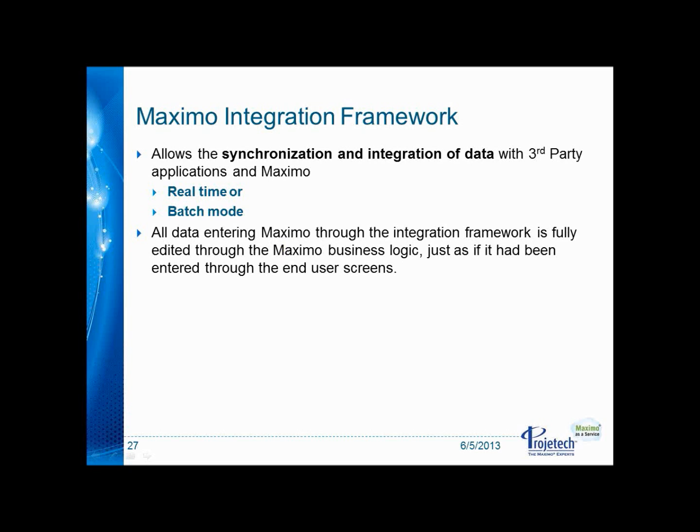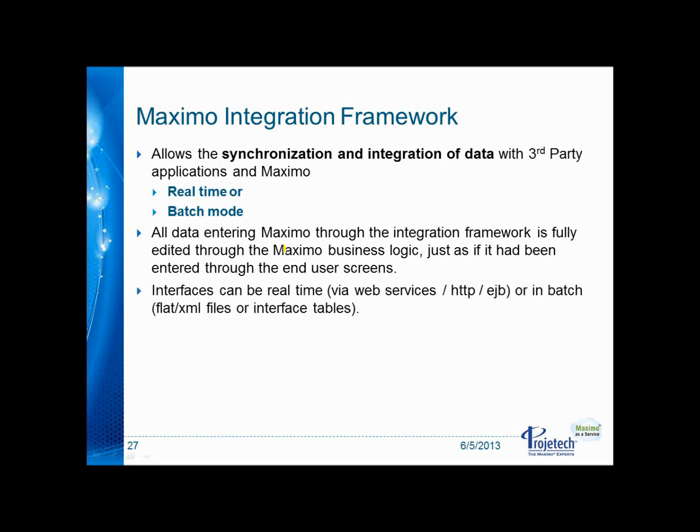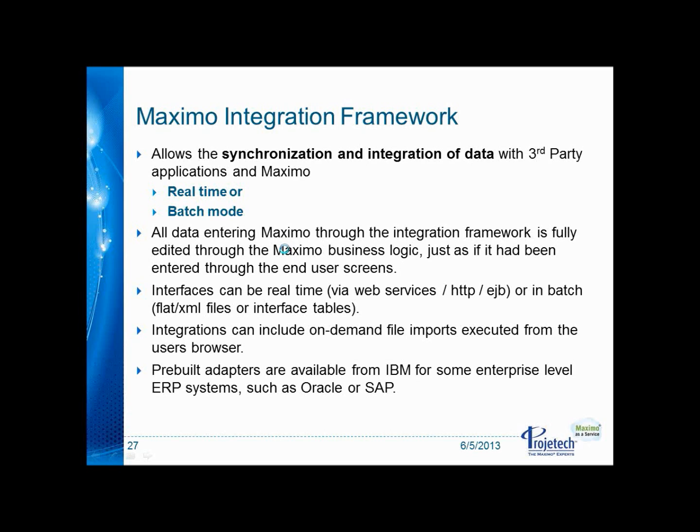So it's really no different than as if the data had been entered through the front end of Maximo, which is nice. Interfaces can be in real time via web services like HTTP or EJB, or in batch, which would be flat or XML files or interface tables. Integrations can include on-demand file imports executed from the user's browser. And there are pre-built adapters available from IBM or business partners for some of the enterprise-level ERP systems, such as Oracle or SAP.